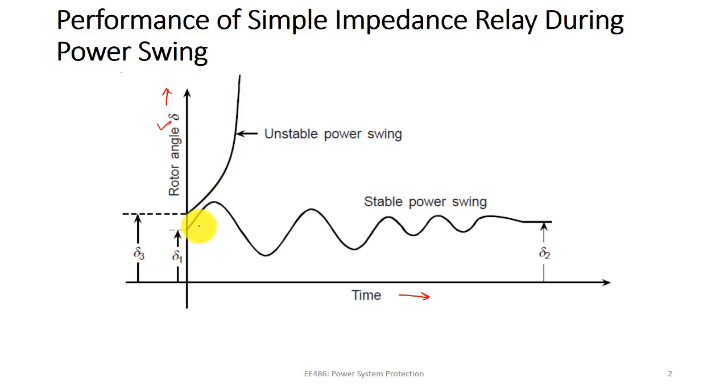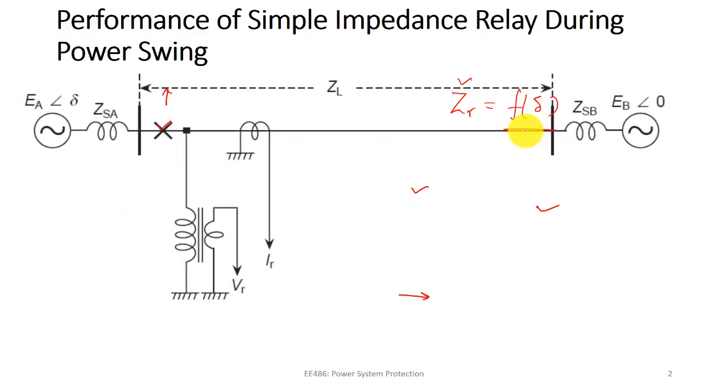And for a small disturbance, we call it a stable power swing. For a stable power swing, it will swing for some time, then it will stabilize, right? So this is how the power swing happens. And if we express your ZR, that is the impedance seen by the relay, as a function of delta, then easily we can see where your impedance is lying during the power swing, right? So already we have seen this in these equations, and let us go forward.